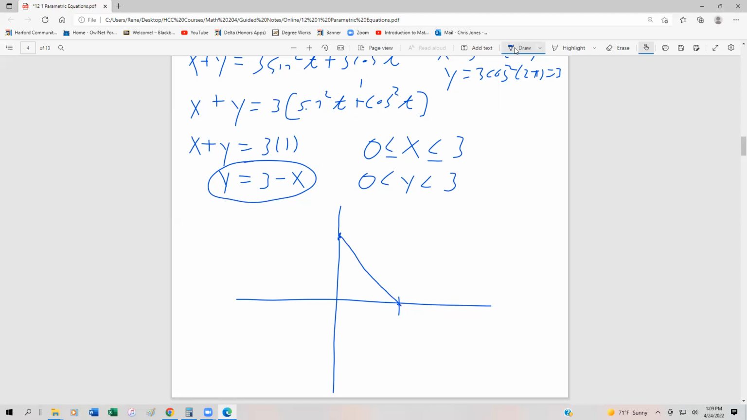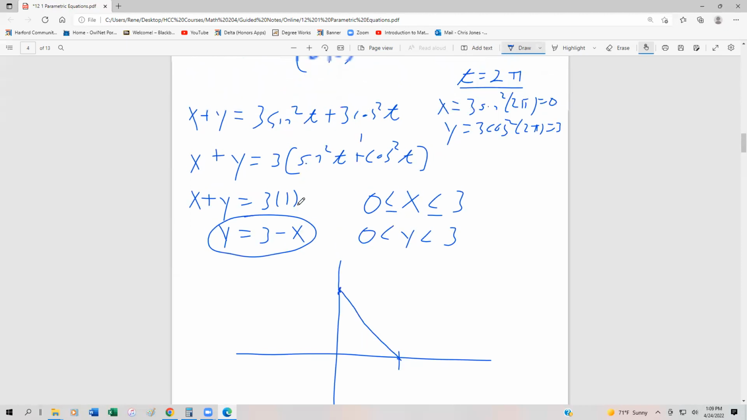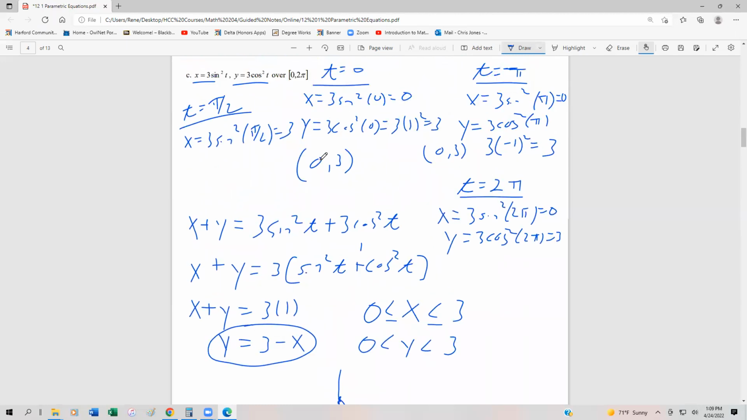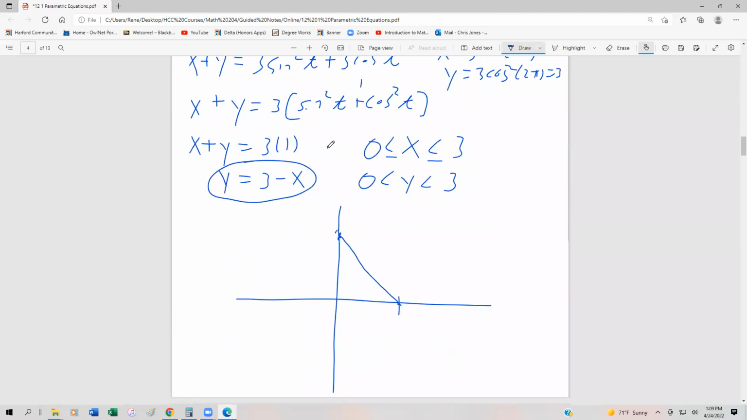Now, the orientation for this is actually pretty weird because if you'll notice, it's going to start at the point (0, 3). So it's going to start here, and then it's going to go down, and it's going to end up here. So this is when t equals 0, and this is when t equals pi halves. But what it's going to do is actually go back and do this sort of thing.